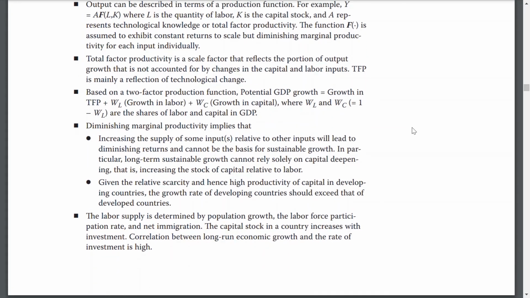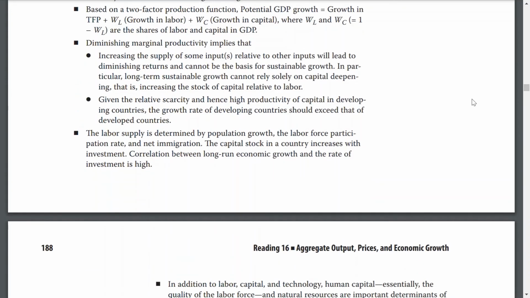Diminishing marginal productivity implies that increasing the supply of some inputs relative to other inputs will lead to diminishing returns and cannot be the basis of sustainable growth. In particular, long-term sustainable growth cannot rely solely on capital deepening, that is, increasing the stock of capital relative to labor, given the relative scarcity of capital and the high productivity of capital in developing countries. The growth rate of developing countries should exceed that of developed countries.